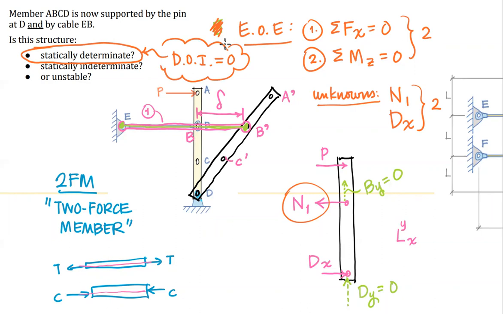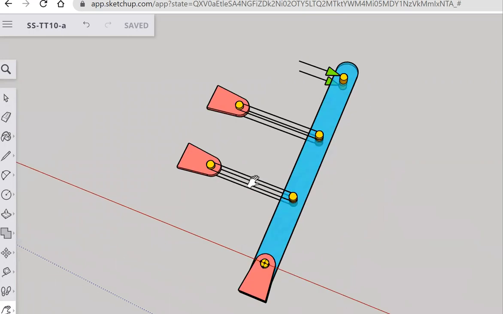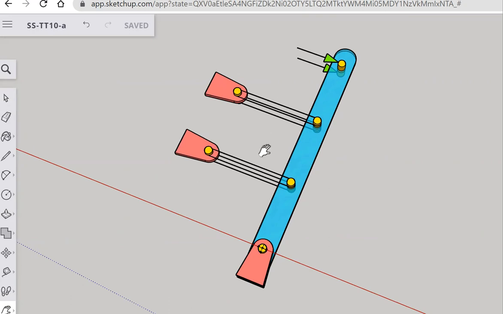All right, let's see what happens in the SketchUp model when we add another support. That one is modeled over here. So we've still got the force at the top. We've still got the pin, or the push pin, down here at the bottom, but now I've got one, two, three push pins and two rubber bands. I'll call the top one cable one. I'll call the bottom one cable two.